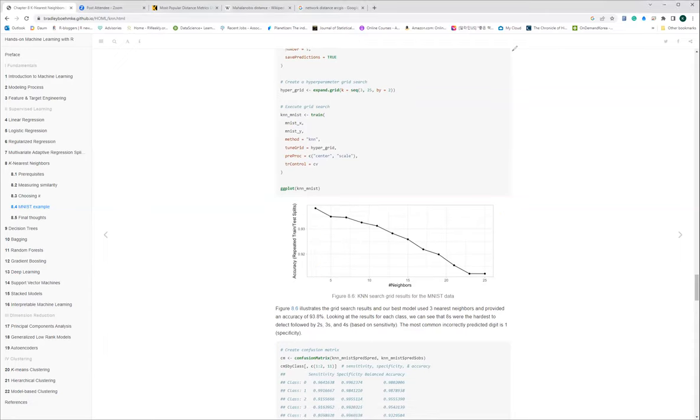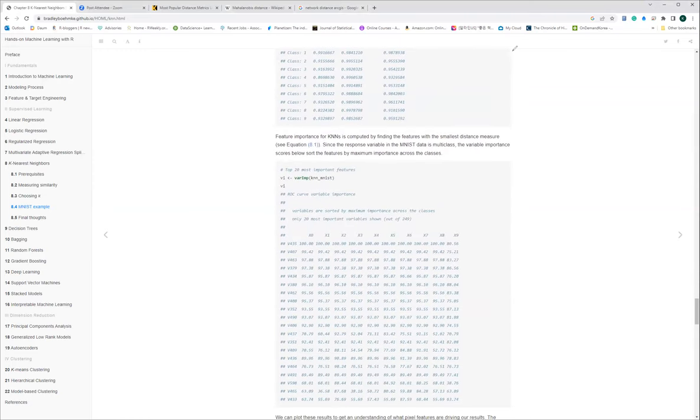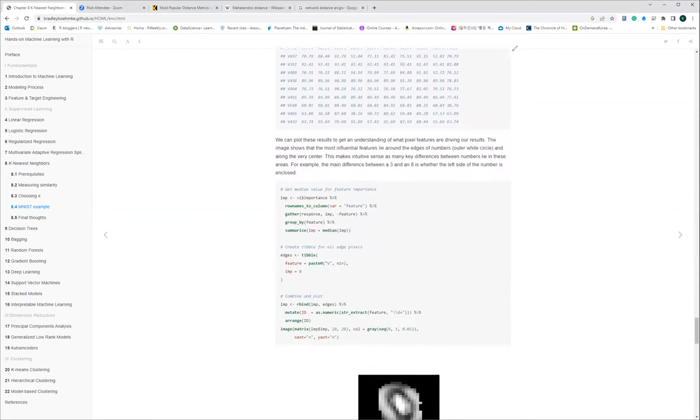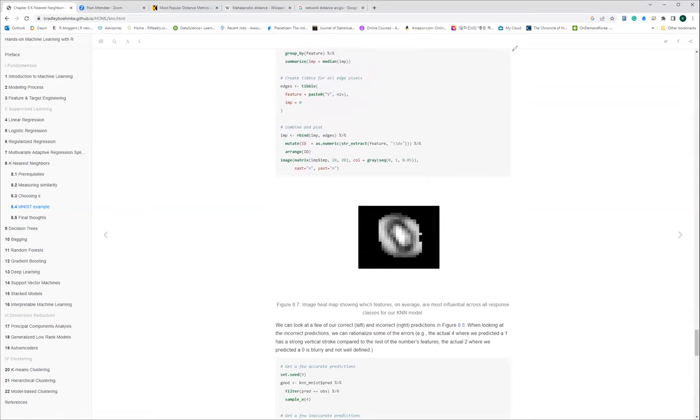And then when we keep scrolling down, when we have a lot of features, we also think about what the variable importance is. We can have a heat map measuring which features are the most influential across all responses. I still don't understand exactly what this one represents, but that's what it says: an image heat map showing the features most influential across all response cases of our KNN.